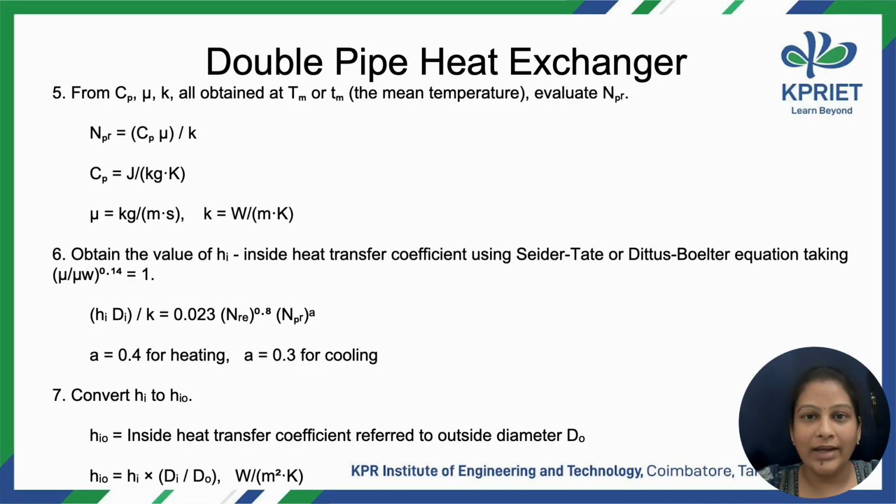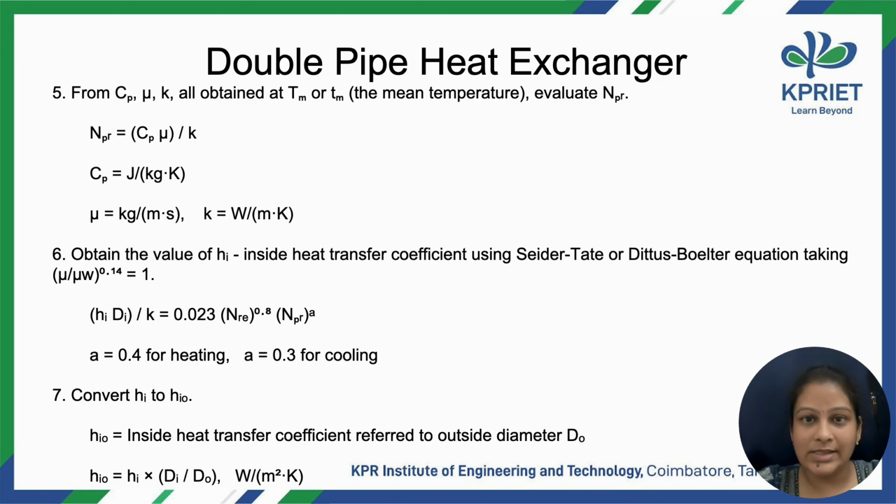I have given you one example of the Dittus-Boelter equation. We know that it is given by hD by k is equal to 0.023 into Reynolds number power 0.8 into NPr, that is the Prandtl number, power a. But this value of a highly depends on whether the process is a cooling process or heating process. For example, if the process is a heating process, we'll be replacing a with 0.4. On the other hand, if it is a cooling process, we'll be replacing a with 0.3. So through this equation, we can easily find out the heat transfer coefficient Hi based on the inner tube.